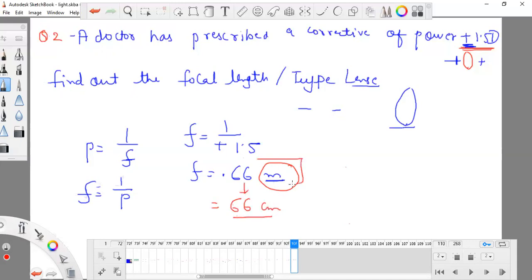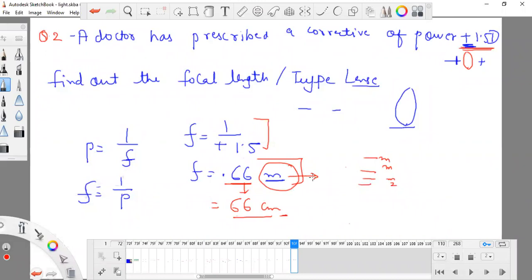But first of all, you should understand that whatever answer is coming, it is in meters. If you solve this, whatever answer comes, it is in meters. After that, maybe the options in the MCQs are in centimeters, so you need to change it. Maybe the MCQs are in meters, like 0.66, 0.67, 0.70, 0.75, whatever. Depending upon the MCQ, if the MCQs are giving you meters, then you don't need to change it.